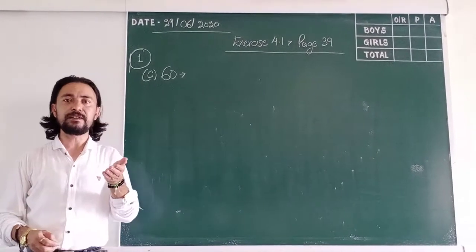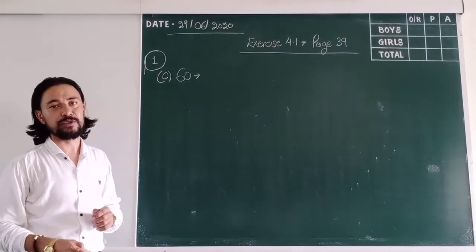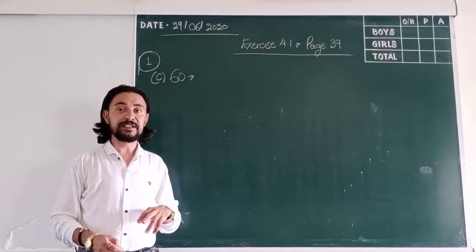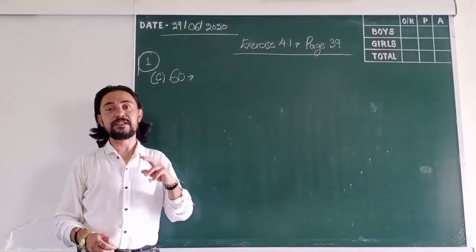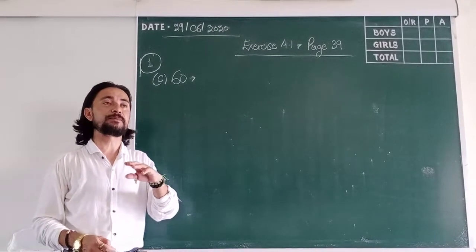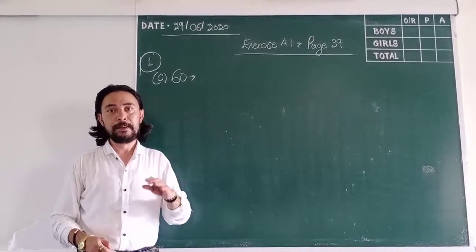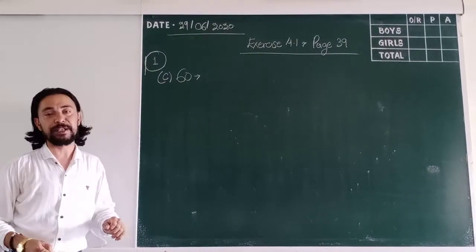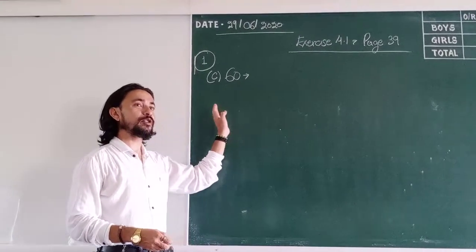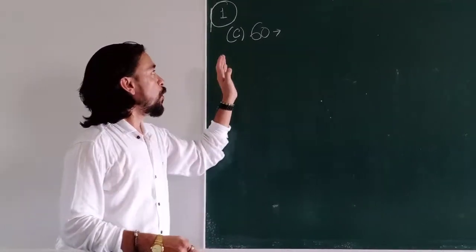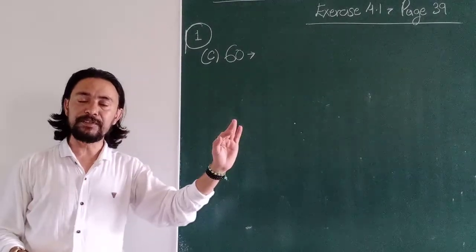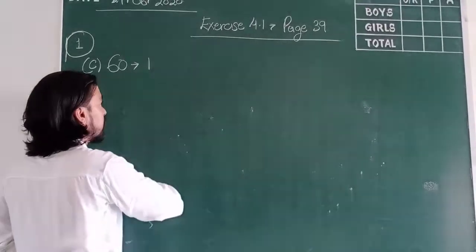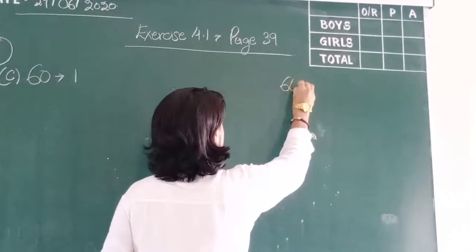Factors of 60, that means numbers that will divide 60 completely without leaving a remainder. That is why I had taught you the test of divisibility before exercise 4.1. In the book they have written the test of divisibility after exercise 4.1. Till you do not know the test of divisibility, you will not know whether a number is a factor of that particular number. A number is a factor of a particular number only when it divides that particular number completely without leaving a remainder. Now 1 divides all numbers. So 1, how many times? 60 times.